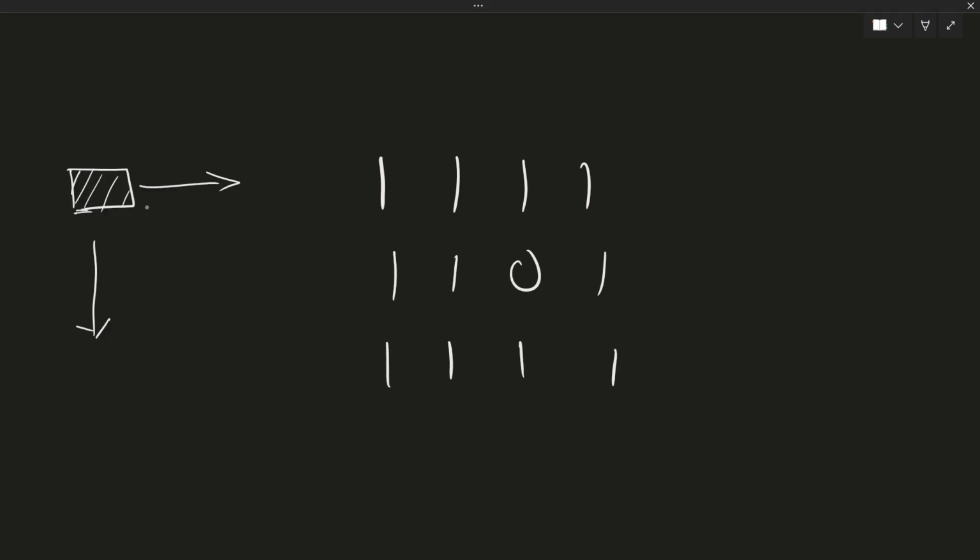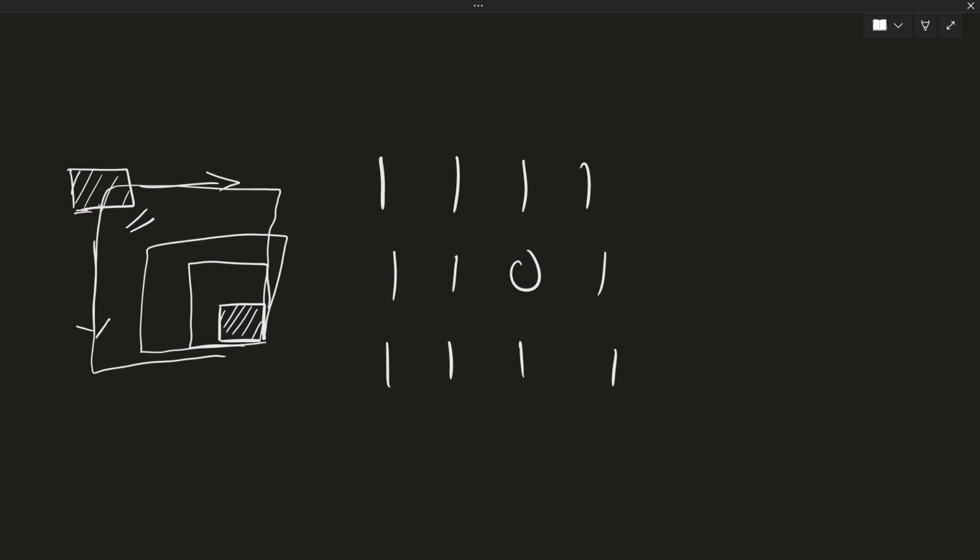Let's see. Now let's consider this same example, which is 1 1 1 1, then 1 1 0 1, 1 1 1 and 1. Now instead of this starting cell, we will check how many squares can be formed such that they have this particular cell as the bottom right corner. So it will have this particular square, then this square, then maybe further squares. So for all these squares, this is the bottom right corner.